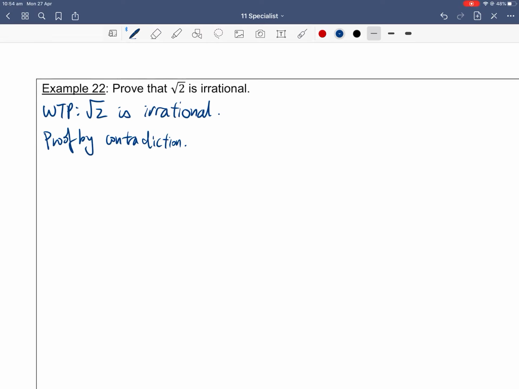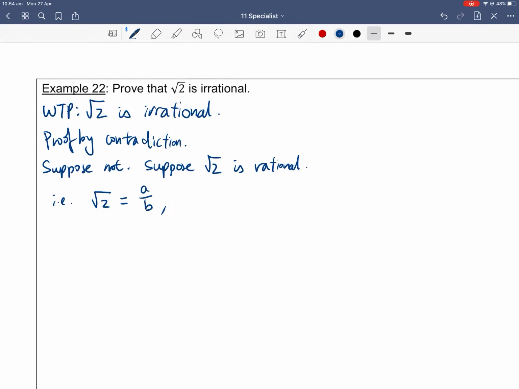Proof by contradiction says suppose not. So suppose the opposite of the statement you want to show. The opposite of irrational is rational. So suppose that root 2 is rational.